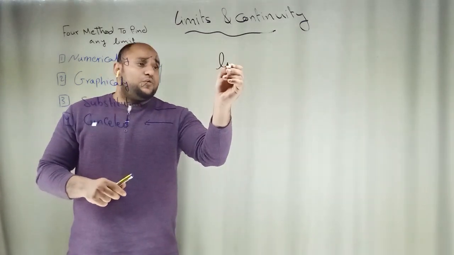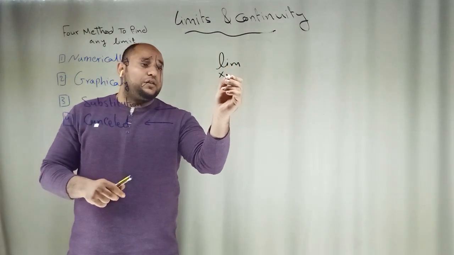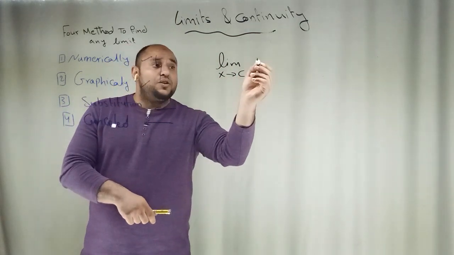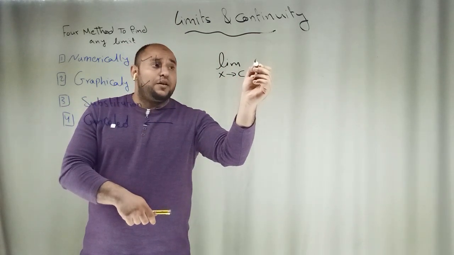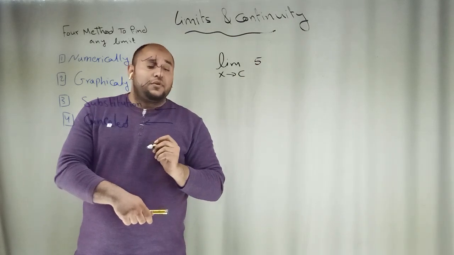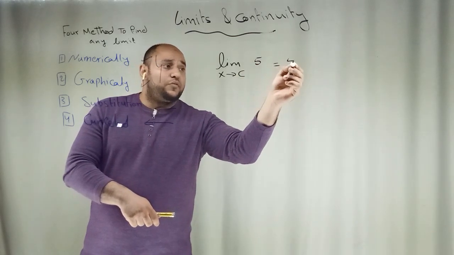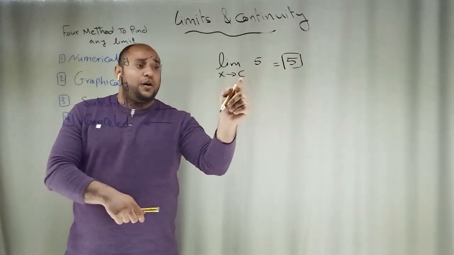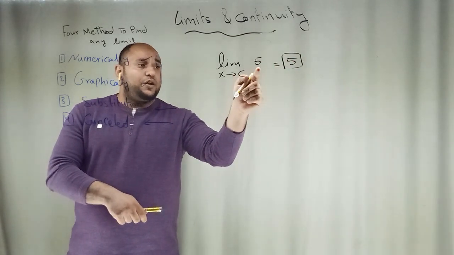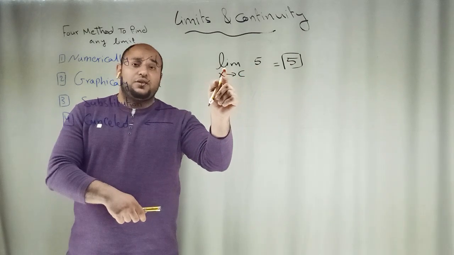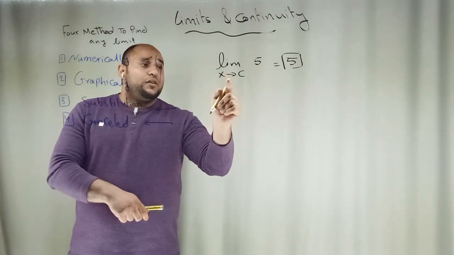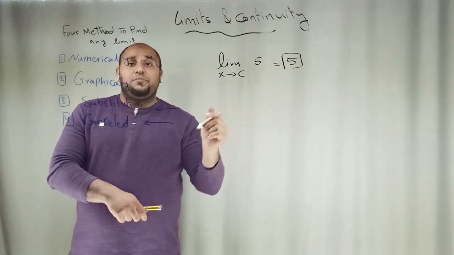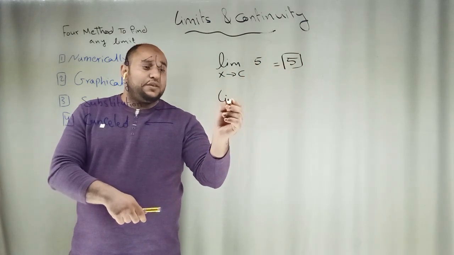When I give you any limit as x approaches any value with a constant number like 5, it's already equal to 5. Why? Because I have no x to replace by c. So for any constant, the limit is the same constant. What about the second case?